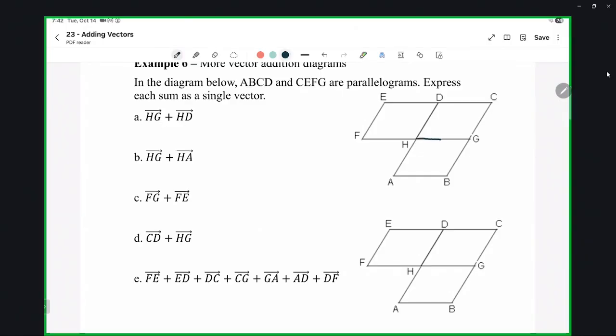So what about vector HG plus HD? Here is vector HD. This seems to be the case where we can copy some additional vectors, and we appear to have vector HC. What about HG plus HA? Here is vector HG, here's vector HA. That appears to be the same thing as HG plus GB.